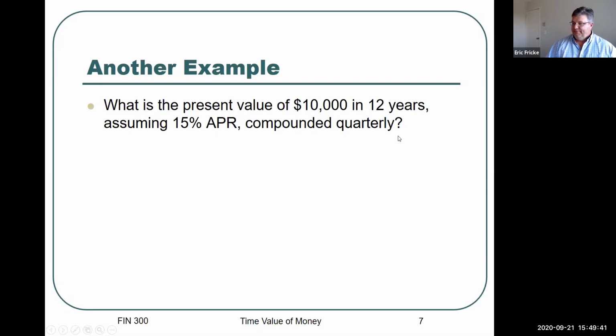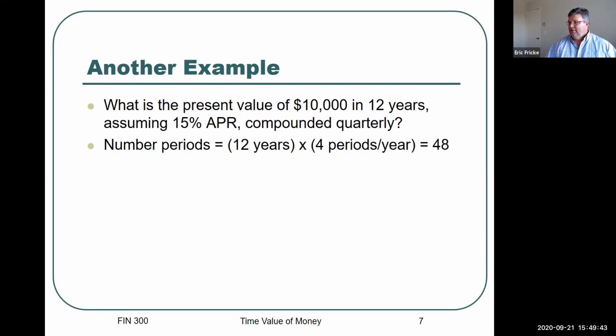So what do we know? Well, with all these time value of money APR problems, we have to convert the number of periods, and we have to convert the interest rate, right? And so in this case, the number of periods is 12 years, and then we have to convert that into quarters because of quarterly compounding.